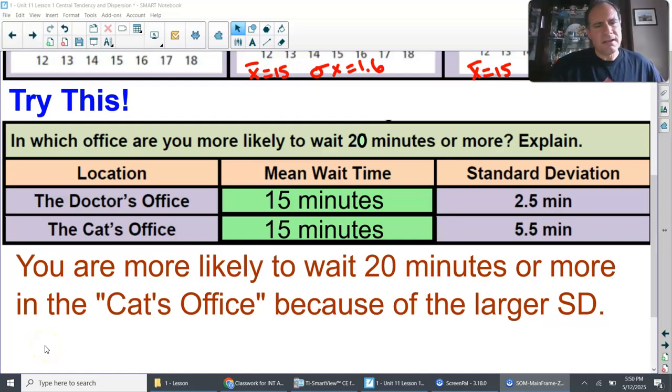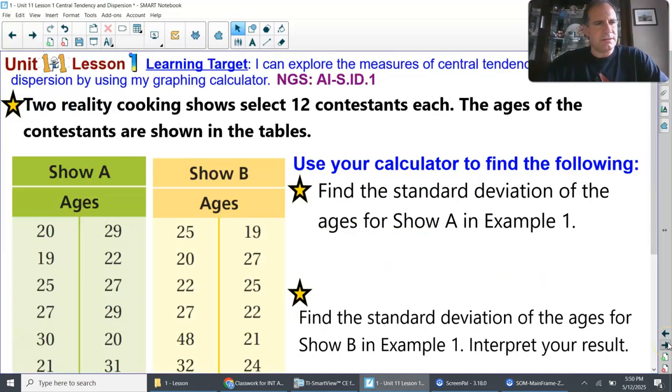And I put that there, and you are more likely to wait 20 minutes or more in the cat's office because of the larger standard deviation. All right, so here we go.